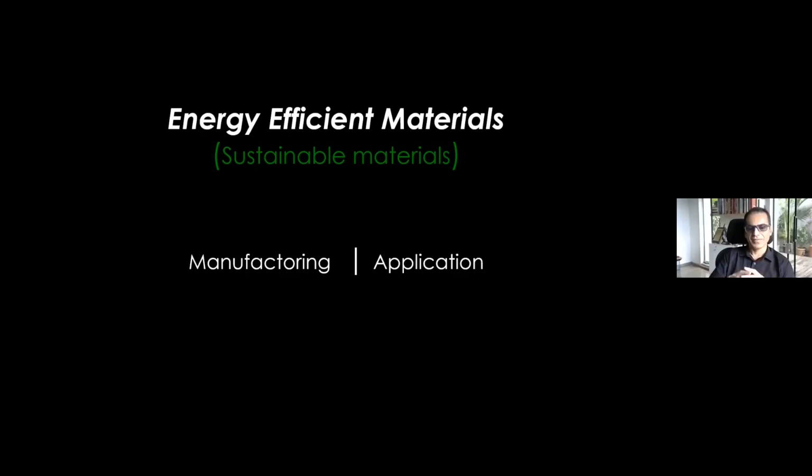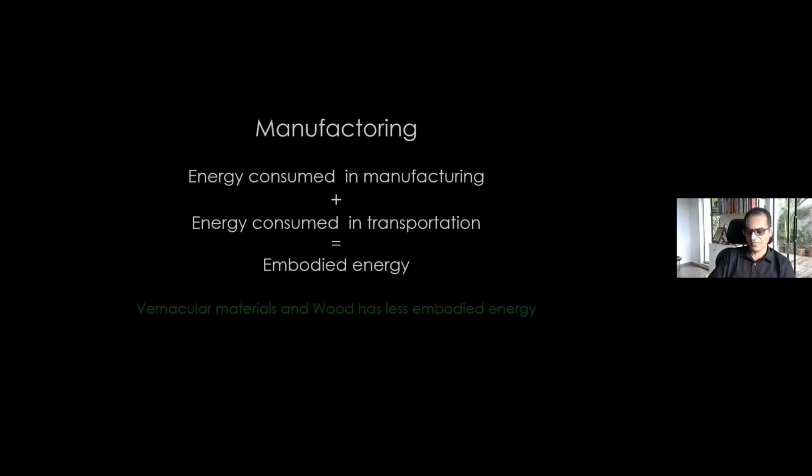Now, there are two things. One is manufacturing. While manufacturing the material, the energy spent on that process has to be low, plus the energy consumed in the transportation of that material from a manufacturing unit to the site has to be low. Together, the energy consumed in manufacturing and in transportation is called embodied energy, and that has to be low in a material for it to be called a green or sustainable material. That's why we call vernacular materials more sustainable, because the energy spent on transportation is very, very low.